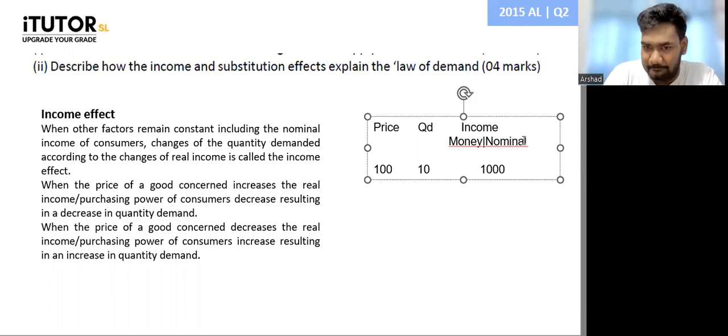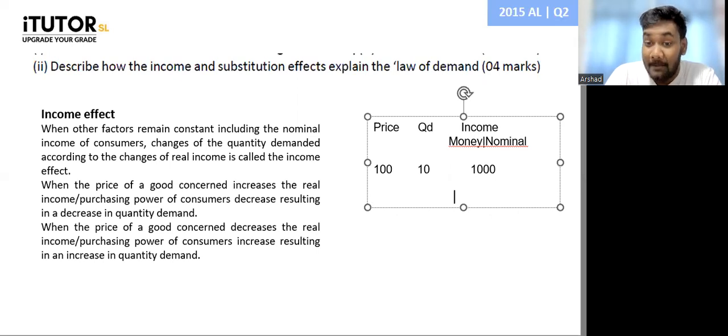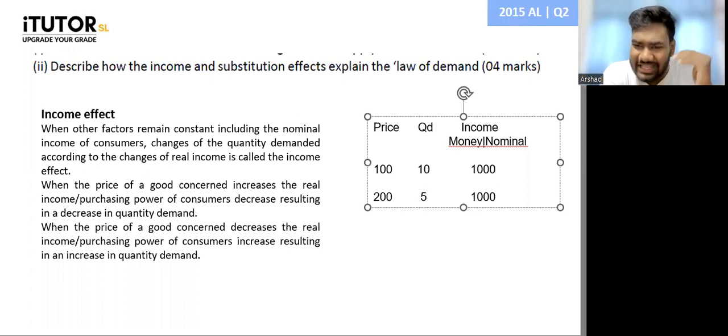Okay. Let's say your income didn't really change. Income is still 1000. But let's say the price of the good went to 200. Now what happens, guys? Now how much can you buy? Now you can buy only 5. What happened now? Now this is what you call the income effect. When the price of the good increases, what happened? Your purchasing power fell, no?